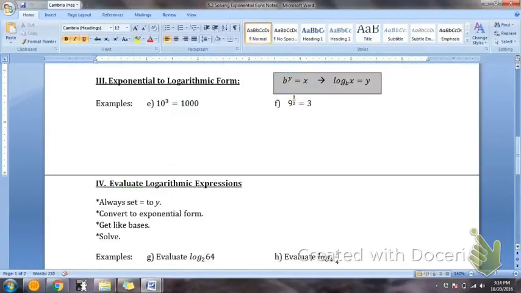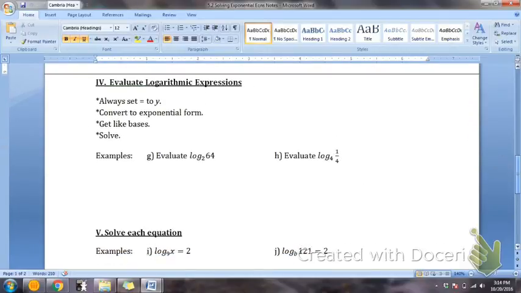So part 4 is going to take us kind of back to what we did at the beginning. When it asks you to evaluate the log expressions, okay, the first thing to do is to set it equal to y. So I have log base 2 of 64. I need to evaluate this. Now, if you look on your graphing calculator, you do have a log button. Do you guys see that? It's on the left side.